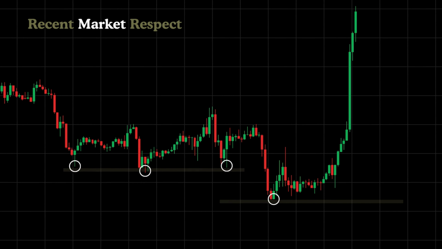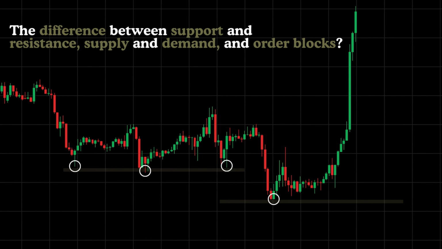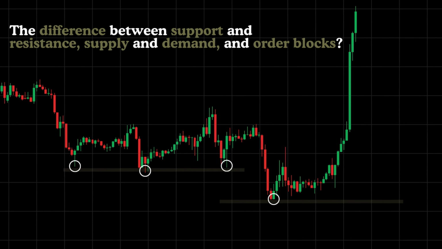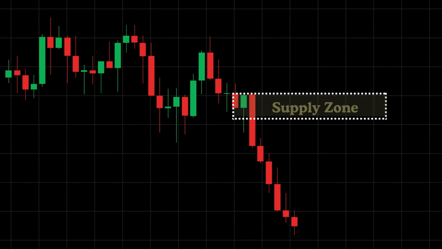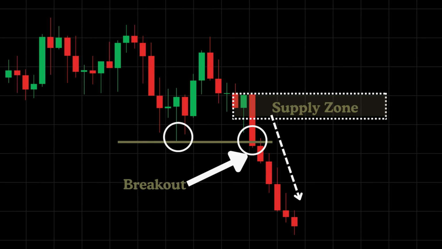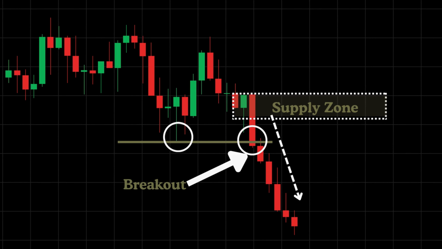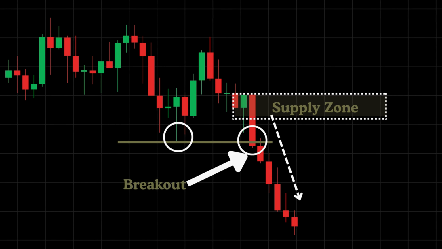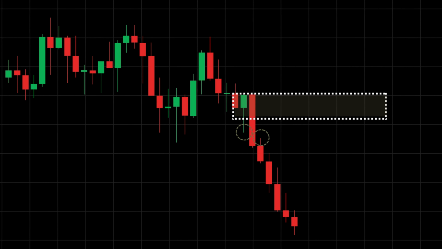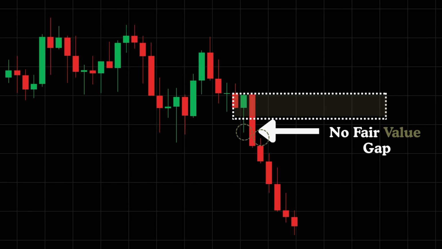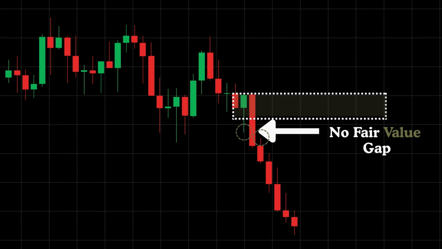Alright, we've covered support and resistance. Now, let's look at the difference between support and resistance, supply and demand, and order blocks. Check this chart. We see a clear supply zone. The move away is strong and breaks through a prior level. This isn't just a simple resistance line, it's an area where institutional selling came in aggressively. But is it a valid order block? Take 5 seconds to think. The answer is no, because it doesn't contain a fair value gap. Without that footprint of institutional imbalance, it cannot qualify as an order block.